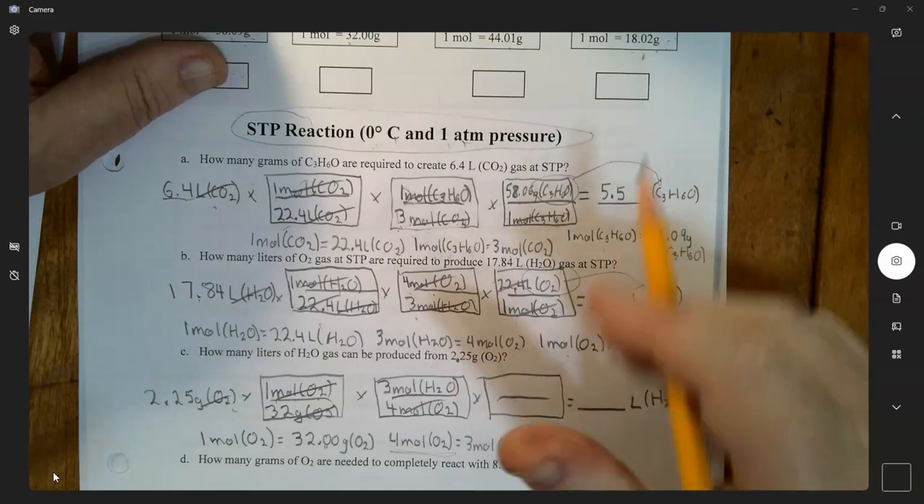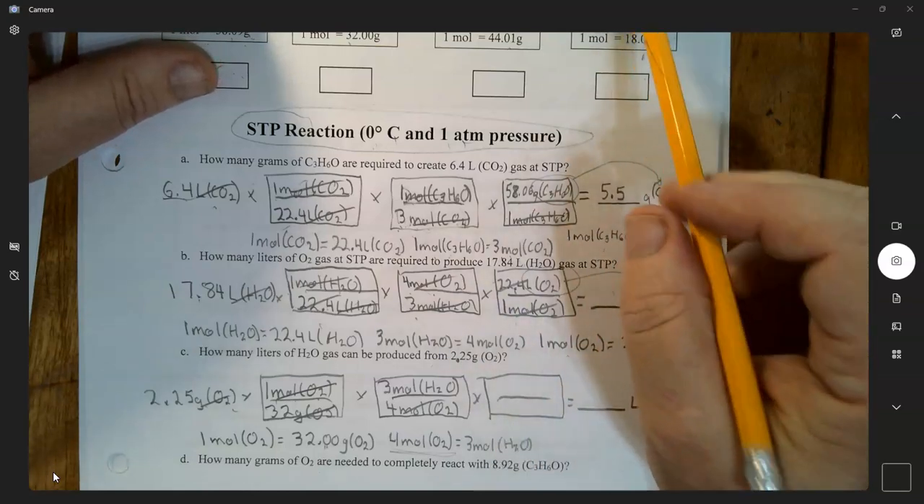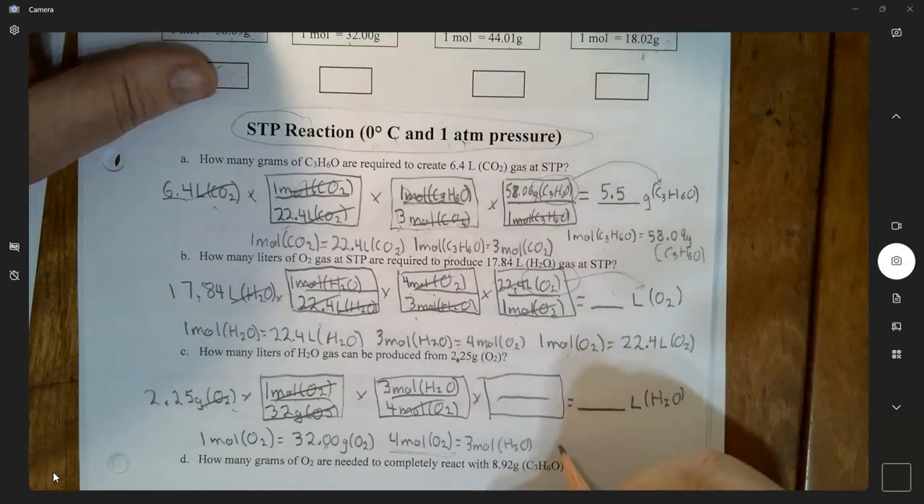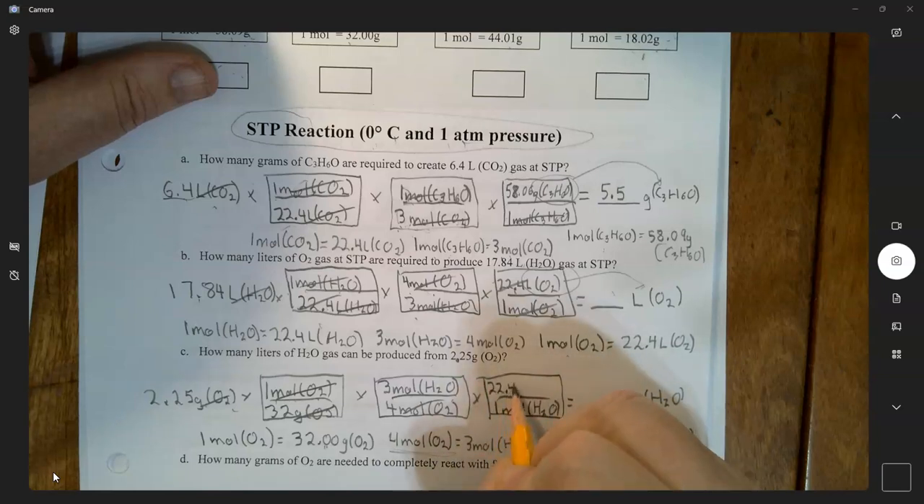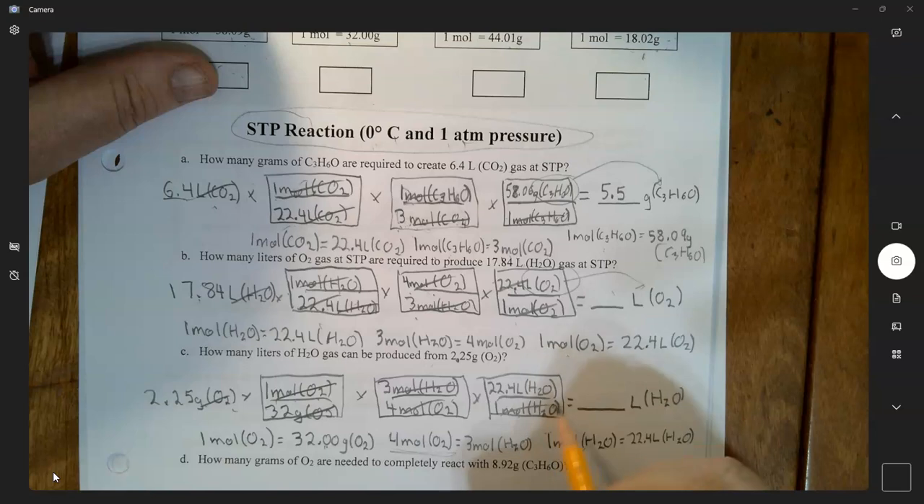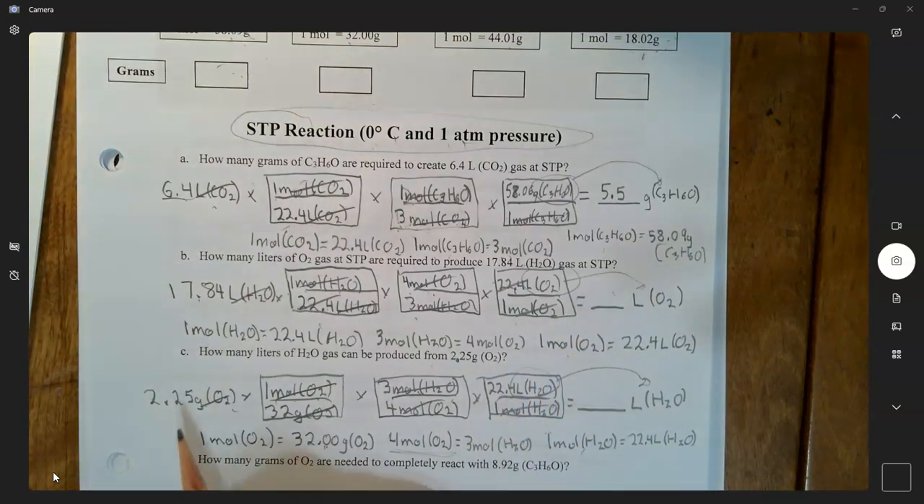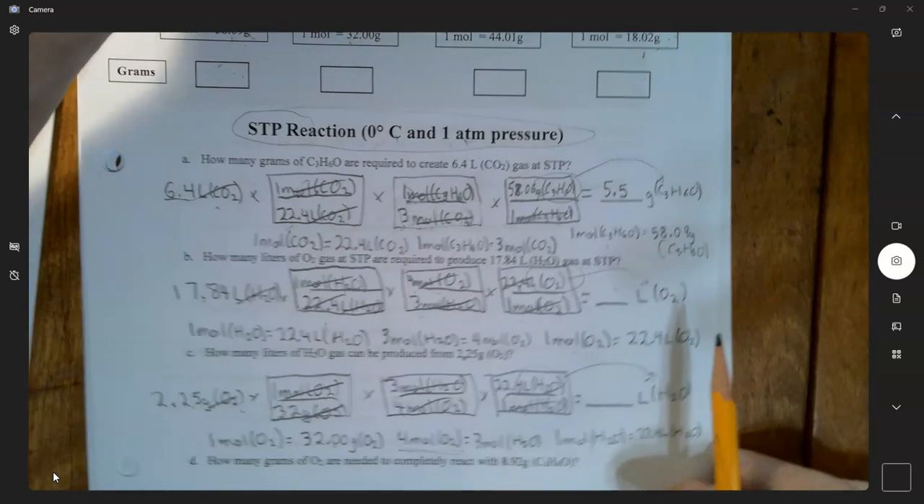Alright, finally we need to get from moles of H2O out to liters of H2O. So it's the same relationship for any gas. We need moles of H2O to cancel, so this one goes on the bottom. Moles of H2O cancels, last man standing is liters of H2O. There it is. So we multiply 2.25 times 1 times 3 times 22.4, divided by 32, divided by 4, divided by 1, and that will give you the answer.